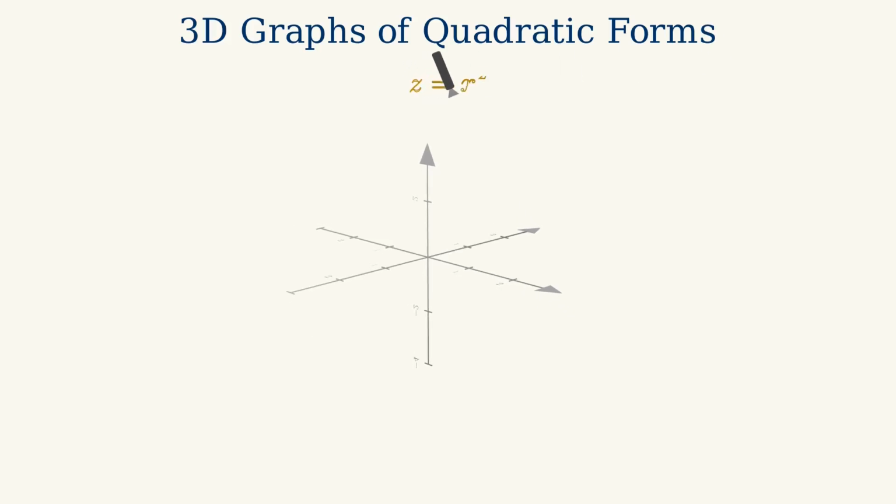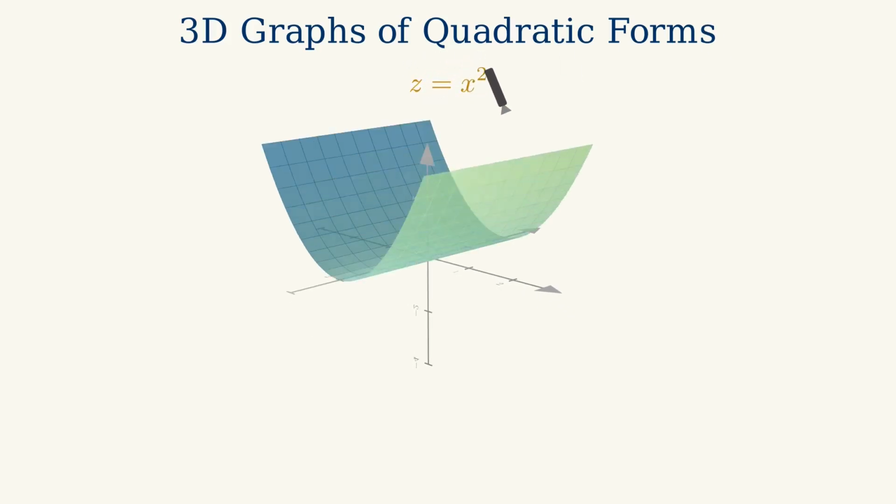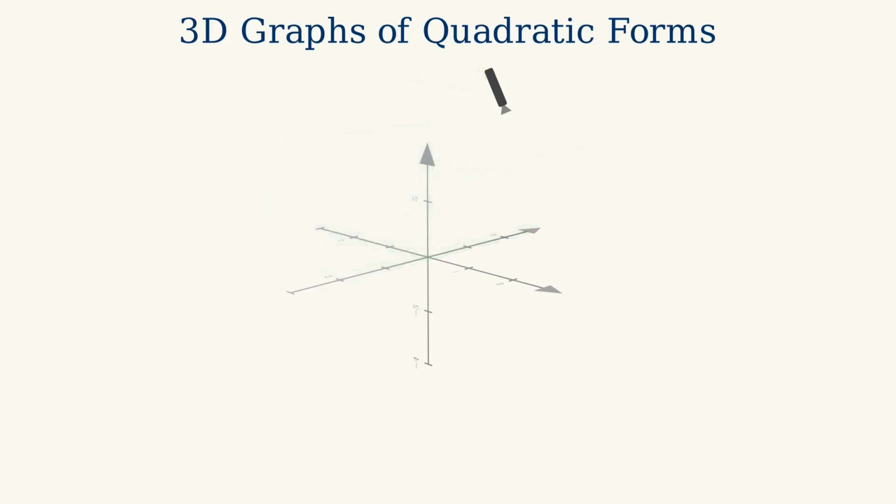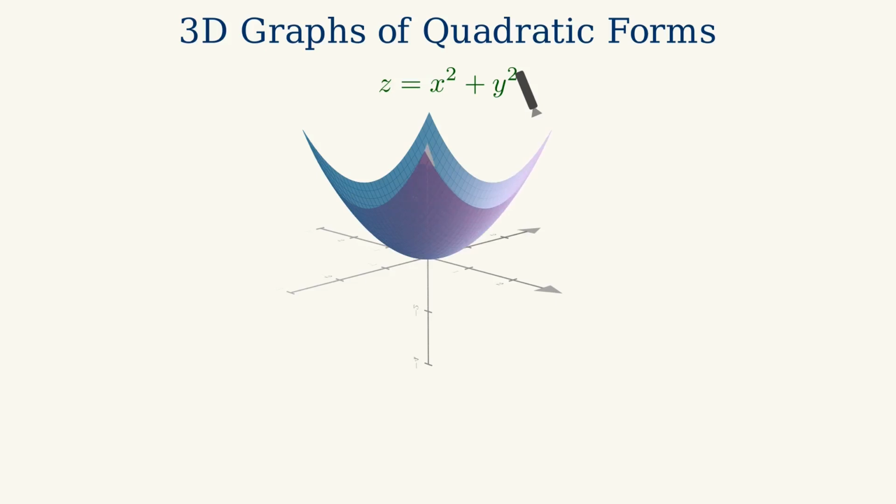Let us start with z equals x squared. This creates a parabolic cylinder. Now z equals x squared plus y squared. This creates a circular paraboloid, a bowl shape.